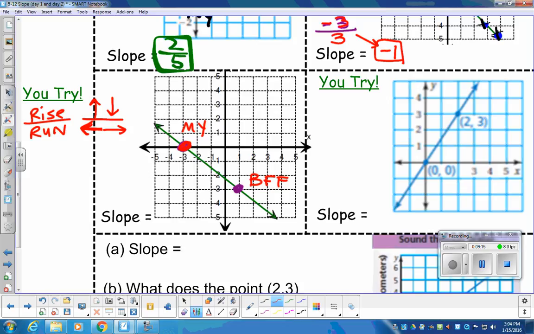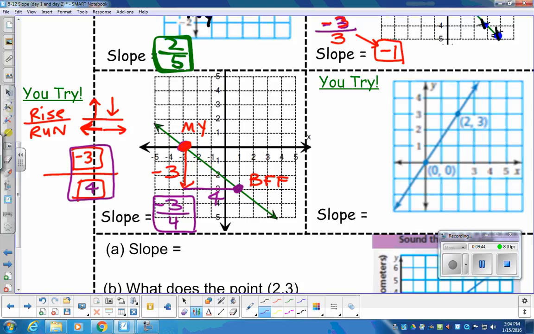So as I find the slope of this line, I'm going to go ahead and do my up and down movements first because that goes on top. So up and down is going to go on top, left and right is going to go on the bottom. I'm going to go down 1, 2, 3. I went down, so it's -3. I'm going to go over 1, 2, 3, 4. So we have a slope of -3 over 4, lowest term. So my slope in this problem is -3 over 4.